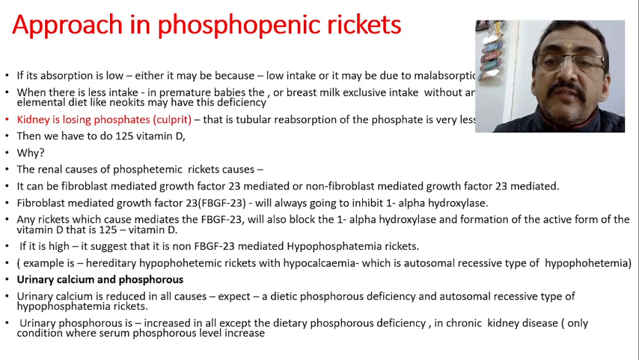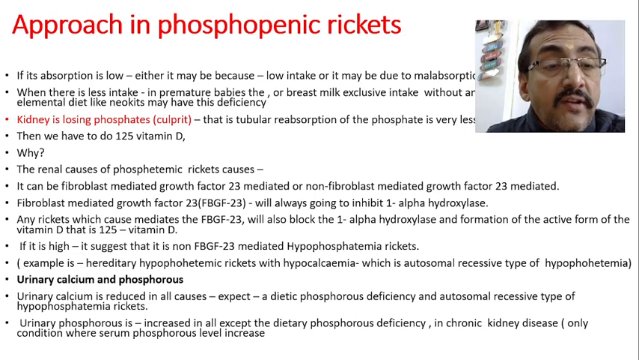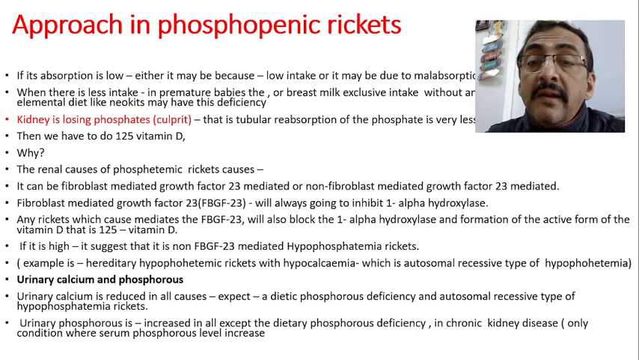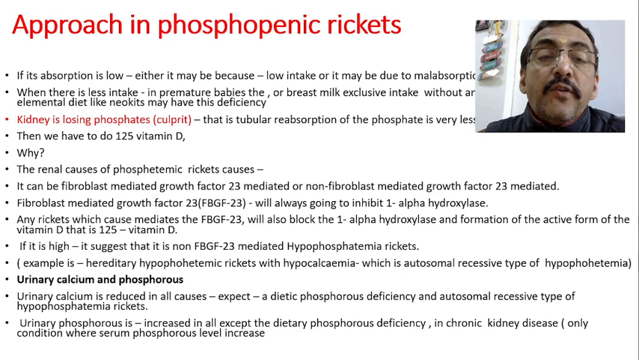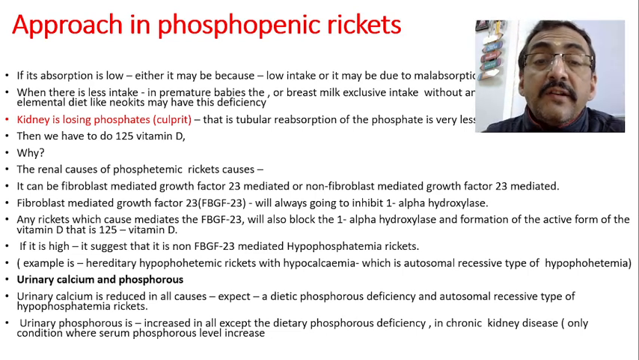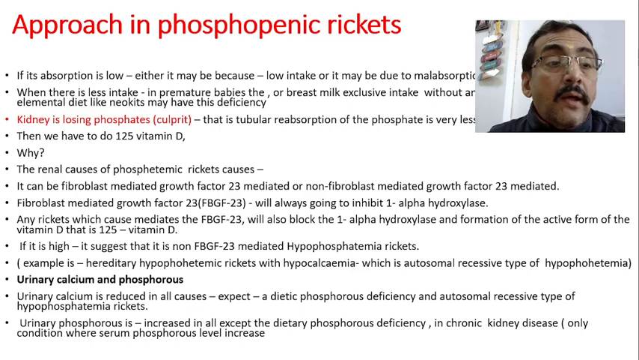This part also we have discussed. Any rickets which is mediated by FGF23 will also block the 1-alpha hydroxylase, and formation of the active form of vitamin D, that is 1,25 vitamin D, will be blocked. So if it is high, then it suggests that it is non-FGF23 mediated hypophosphatemic rickets.